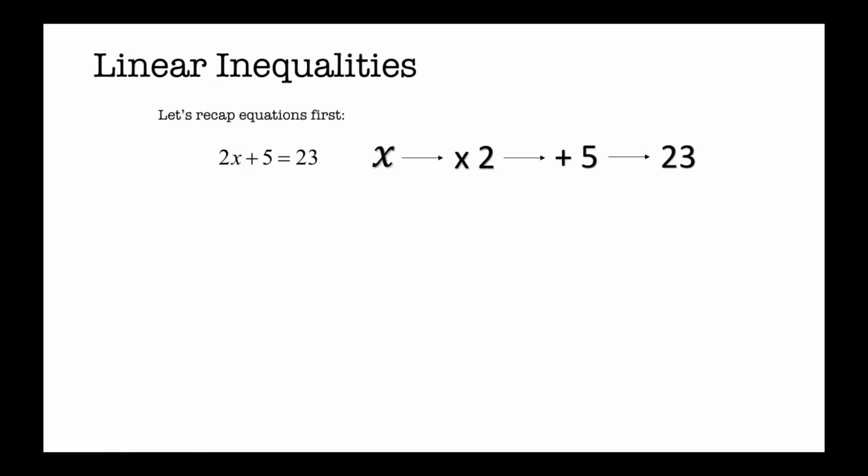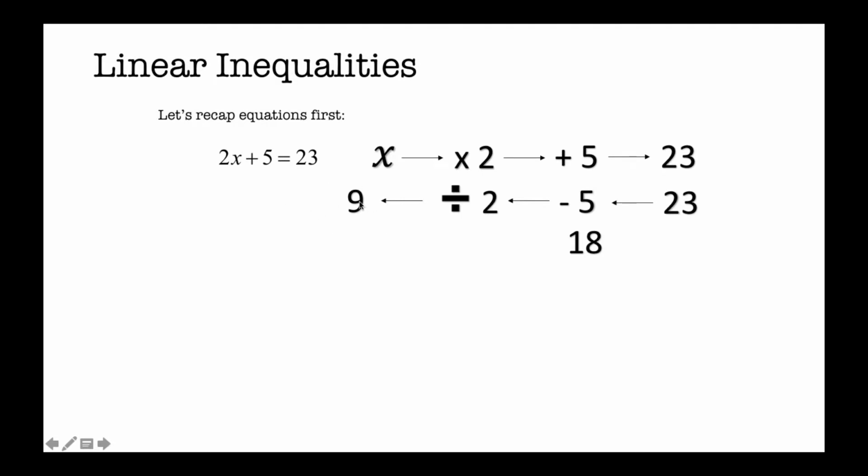Now, when we want to find out what x is, we go backwards. So we take our 23, and we do the opposite of what's happening. So we subtract 5. 23 take away 5 is 18. We need to divide by 2 because we've times by 2 here, so we need to divide by 2 here. 18 divided by 2 is 9. So that means that x is 9. Now in this case we've used an equal sign, so x is equal to 9.